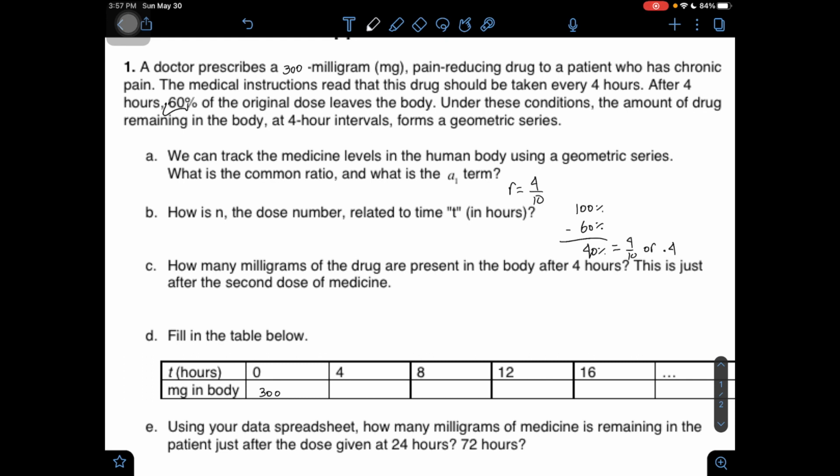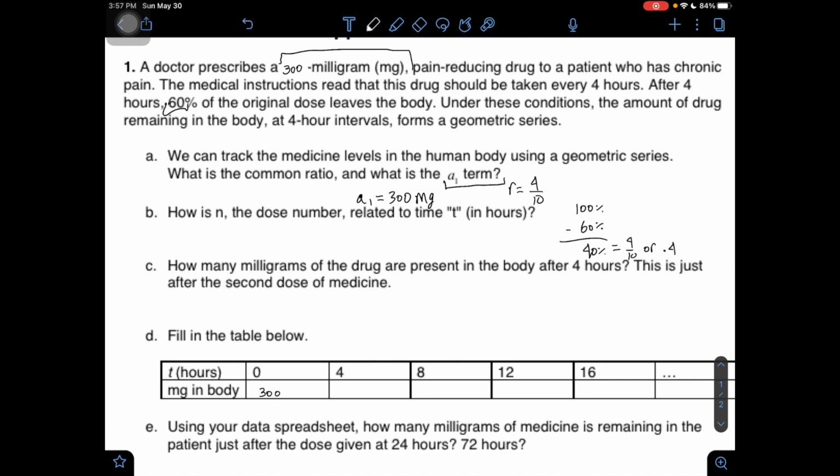Now, the second part of this question asks, what is the A1 term? We know that our A1 term is the first term in our sequence, and in this scenario, we start out with 300, and that's going to be our A1 term. So A1 equals 300 milligrams. So that's number 1A done.